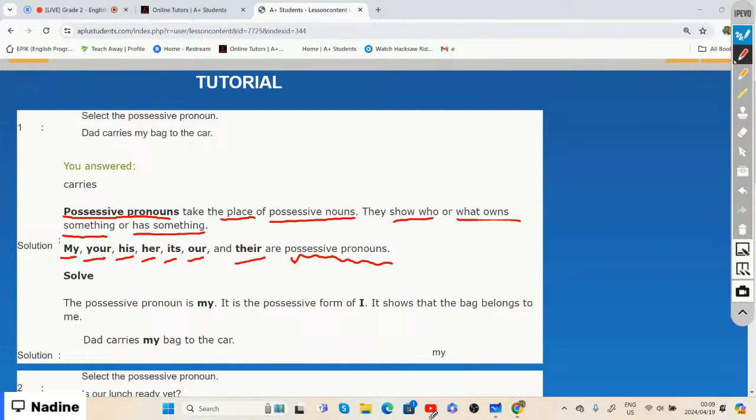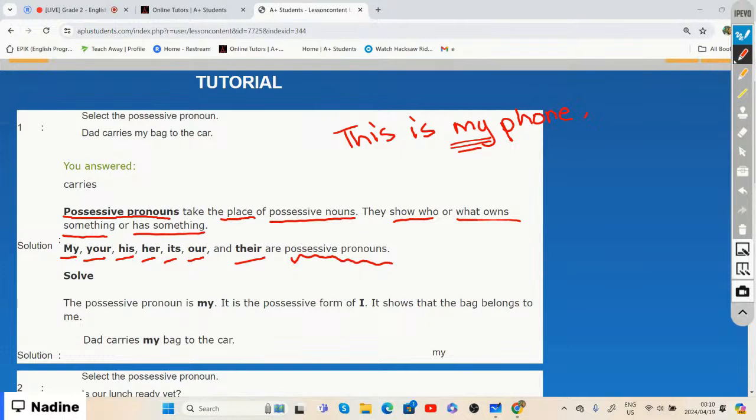So it's like saying, this is my phone. Which means that the word my is a possessive pronoun, because it shows it's mine. It's my phone, it's my bag, it's my necklace, it's my headband, it's my ball.